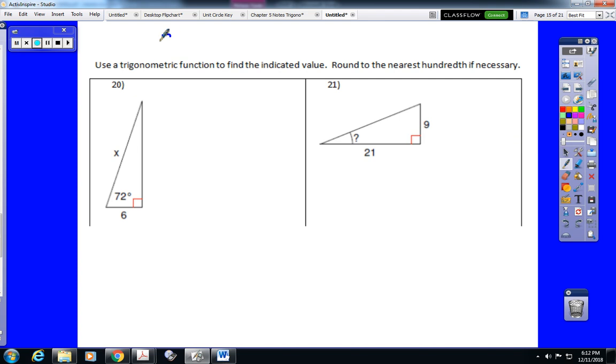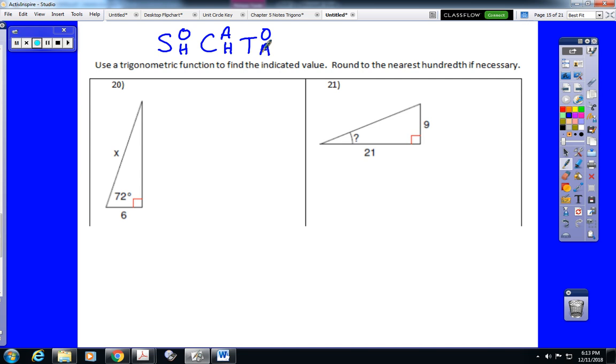So on your reference sheet you need to locate your SOHCAHTOA. And we're going to use it over and over and over again to solve problems. Now remember what this is saying. This is saying that sine of any angle is the opposite over the hypotenuse, cosine is the adjacent over the hypotenuse, and tangent is opposite over adjacent.